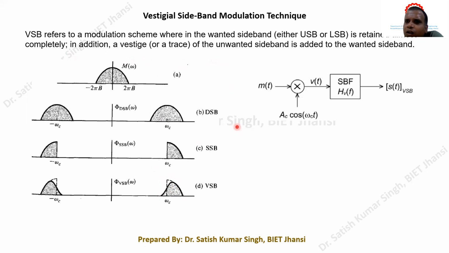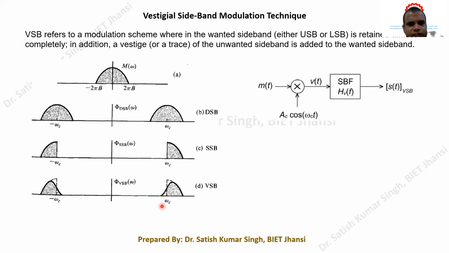VSB refers to the modulation schemes wherein the wanted sideband is retained almost completely. Remember that it is not completely; almost completely and completely are different. We are removing a little part of the wanted sideband also, and a trace of the other sideband is also sent in the case of a VSB signal.